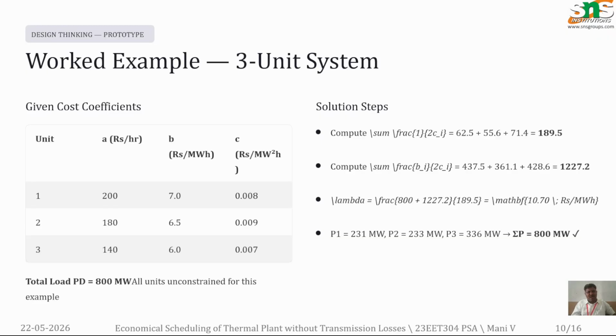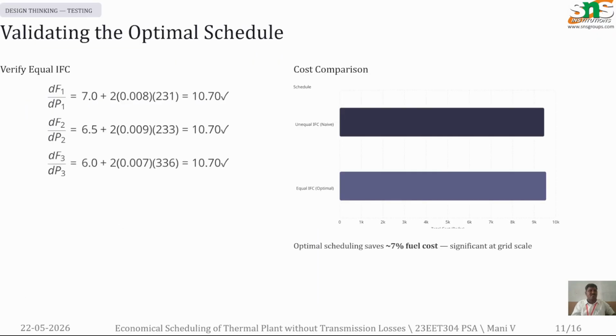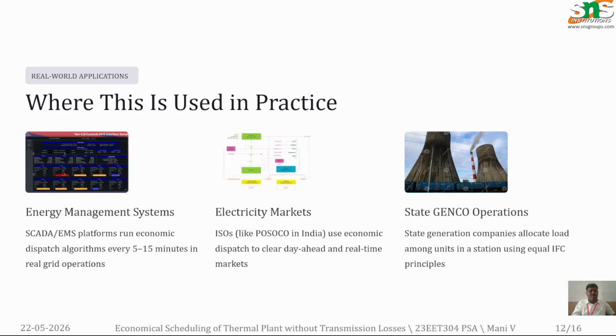This is a 3-bus system. For each unit, the fuel cost coefficients a, b, and c are given. The total demand is 800 megawatts for the combination of all 3 units. For this, we have to determine the lambda value, PG1, PG2, PG3, the total power balance equation, and the cost. We validate the optimal schedule using the incremental fuel cost for unit 1, unit 2, and unit 3.